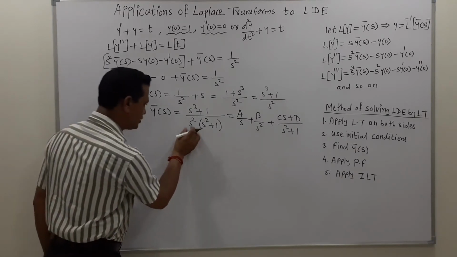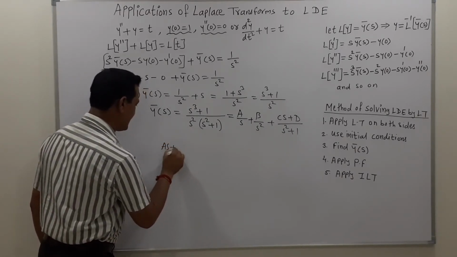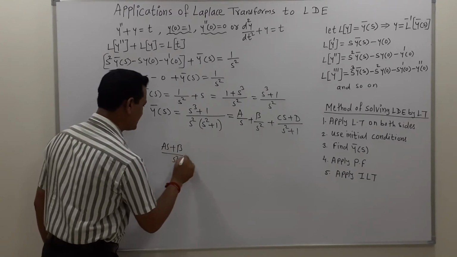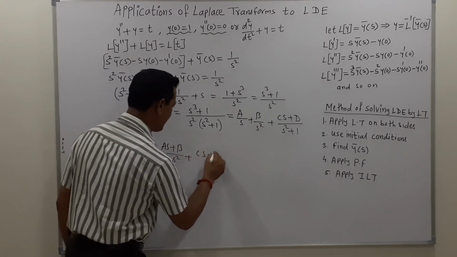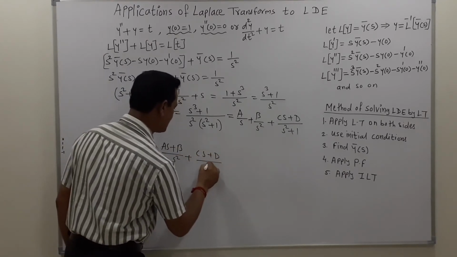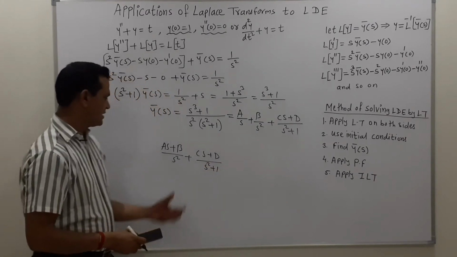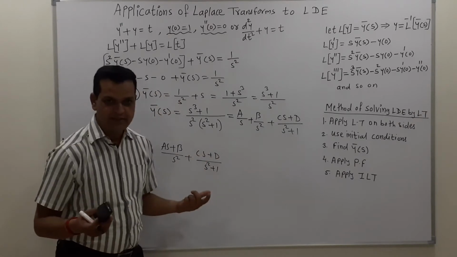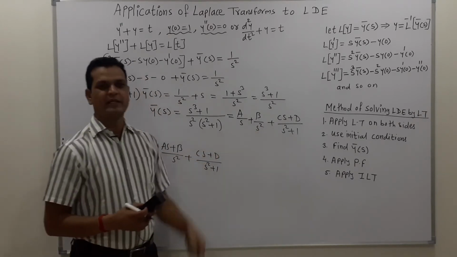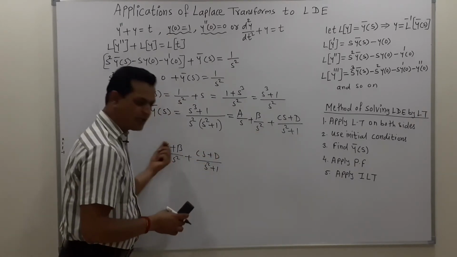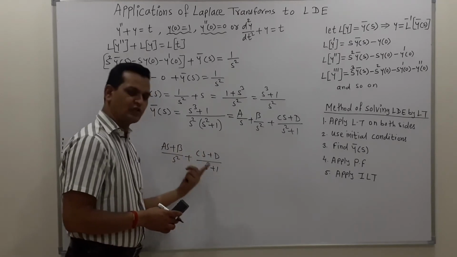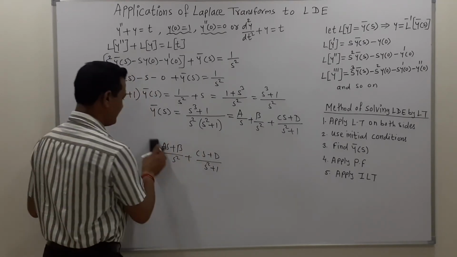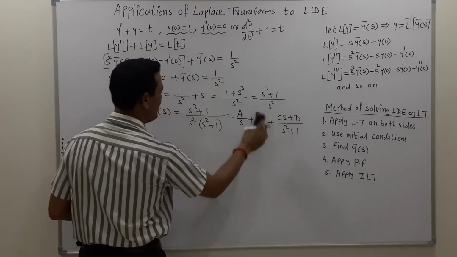So this is the one method to find the partial fraction. Alternative method is that this is quadratic, we can write this as as plus b upon s square plus cs plus d upon s square plus 1. So this is one way, this is second way, but in both ways you will get the same answer. So now here we will apply this method. In this method also, we will get the same answer. Now friends, try to apply this method.